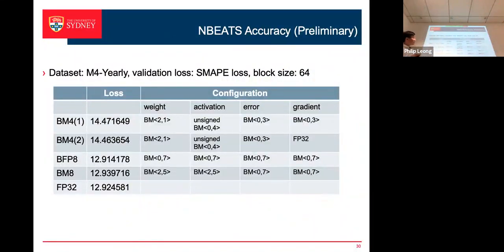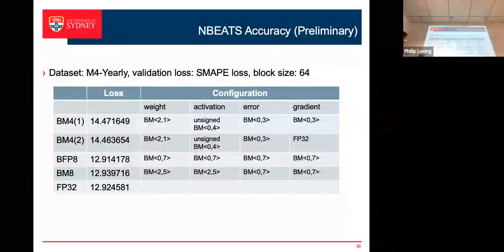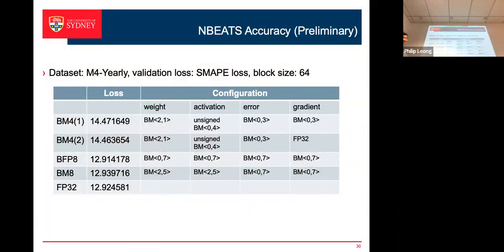These are preliminary results for NBeats accuracy for training now. So before was inference, this is training. With an 8-bit block Minifloat format, we get the same loss as FP32. And with a 4-bit block Minifloat format, there's only a slight degradation in the SMAPE loss.